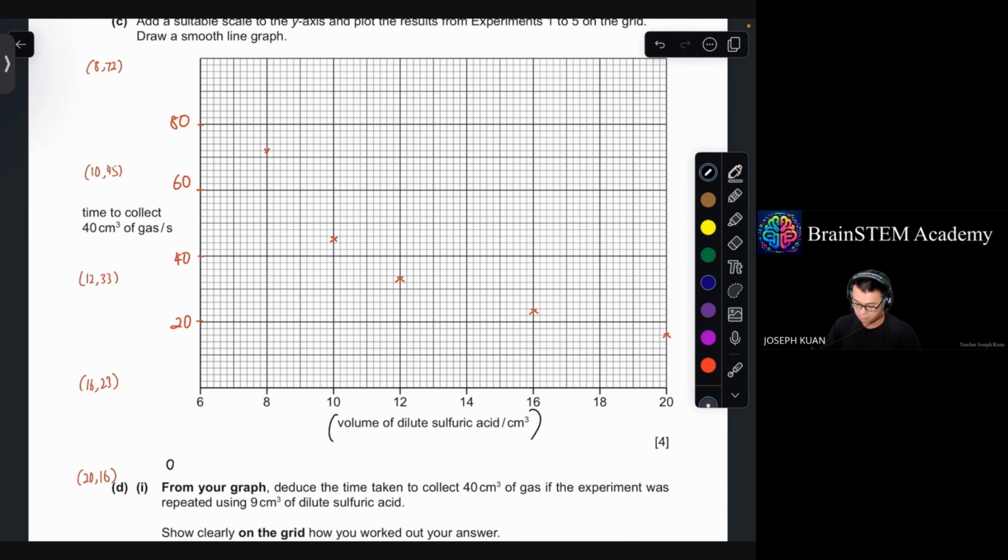Okay, cool. Now, all you need to do is draw a smooth line graph, and this will be an inversely proportional graph. It's not a straight line, it's a curve. Okay, I'm using my iPad. I'm very sorry that I can't make a great graph out of this. Let me draw it. Let me do it again so that it's better.